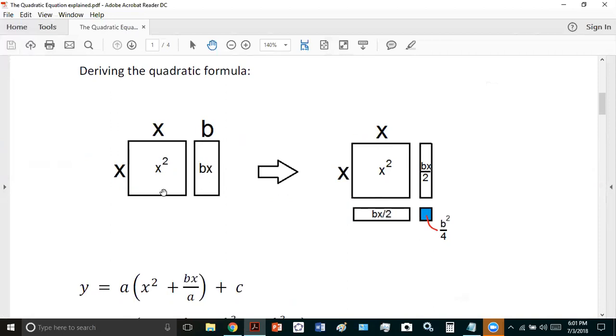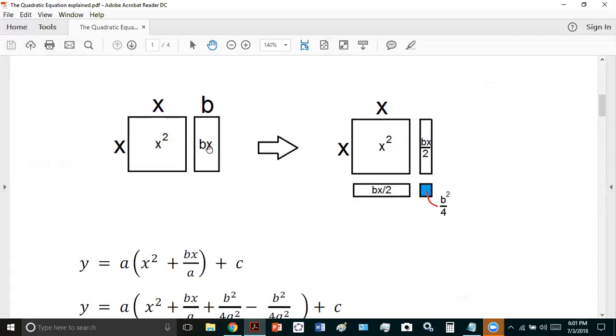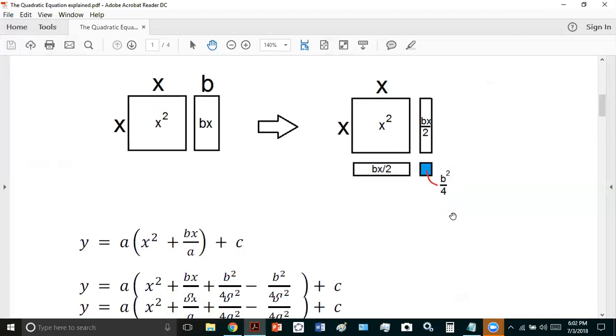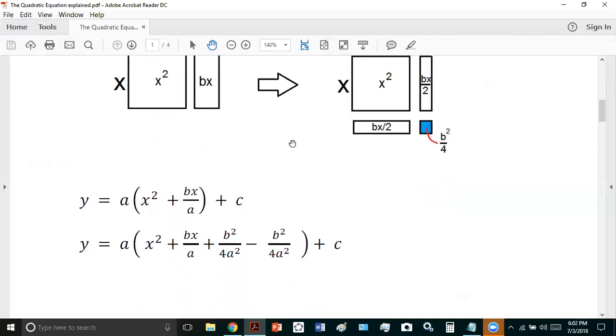So we divide this area, bx, into two equal parts. And we take those areas and align them with this particular square. Then all that's left to make this a complete square is to add this little area down here, which is obviously b squared over 4. I'm not going to spend too much time on this document because I'll put a link to it at the end of the video.